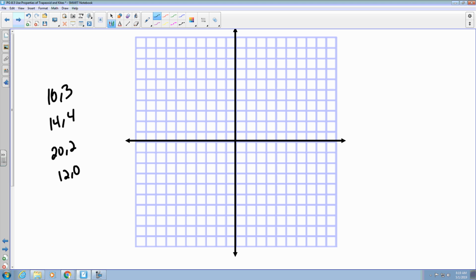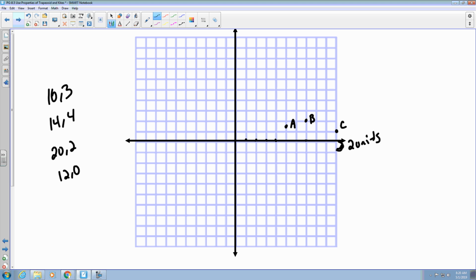Since they're all in tens, I'm going to go 2 units. So 10, 3, I got 2, 4, 6, 8, 10. 3 is right about there. So that's A. 14, 4, 2, 4, 6, 8, 10, 12, 14. And so that's B. C, I got 20 and 2.